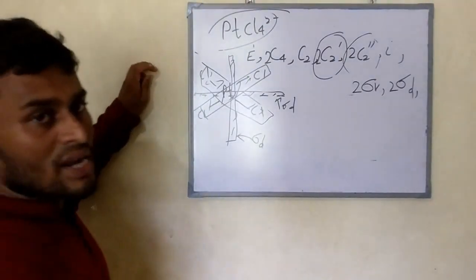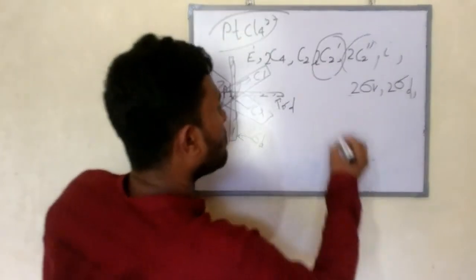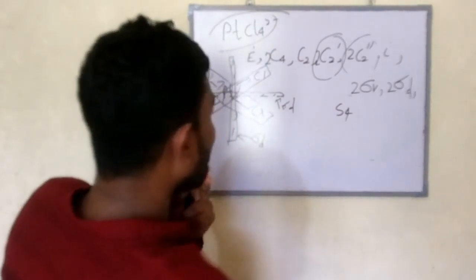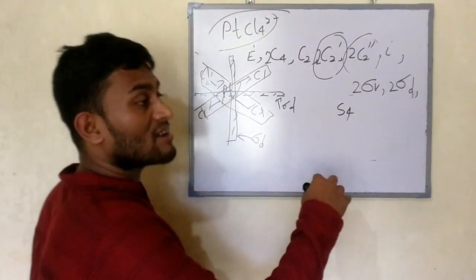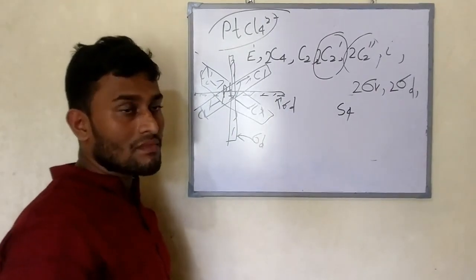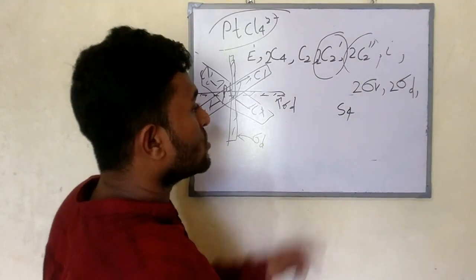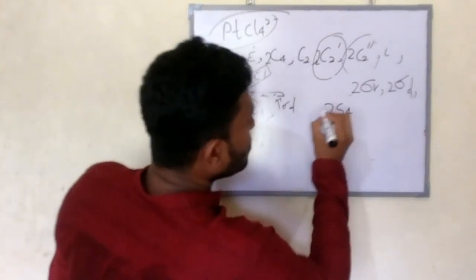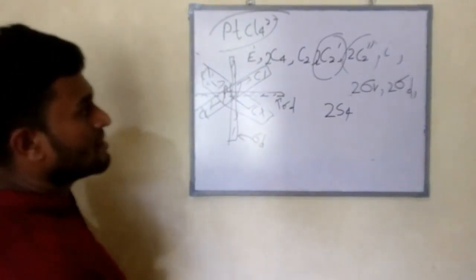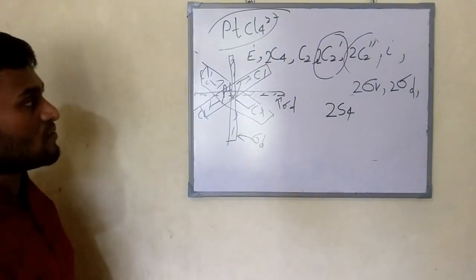Then no need to think, if C4 is there, surely S4 is possible. In the S4 also there are two types, S4-1 and also S4-3. S4-2 means actually C2. So you can't write like that. So 2S4 is possible. So these are the symmetry elements for PtCl4.